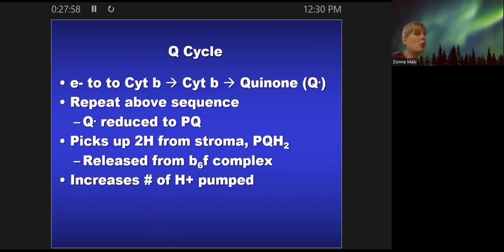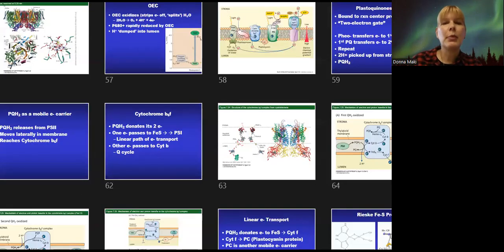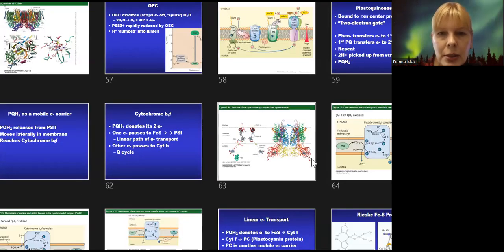So what they tend to say is that because the protons are disappearing from the stroma because the plastoquinone is grabbing them, and because they're building up in the lumen, that increases the number of protons that are pumped. So what they're trying to say here is pumped across the membrane from the stroma to the lumen.